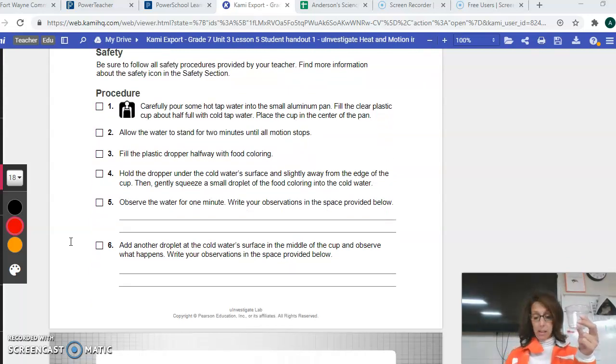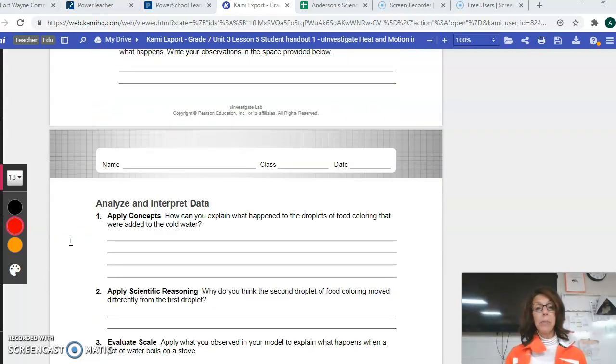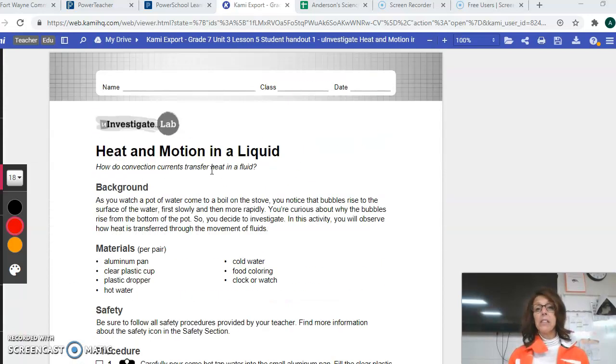Then you're going to add another droplet right in the middle of the cup and observe. This time you don't put it below the water line. Once you watch and write your observations down, right here is where you're going to compare it to our Earth's mantle. When you're finished, you're going to turn it in under assignments, heat and motion in a liquid.